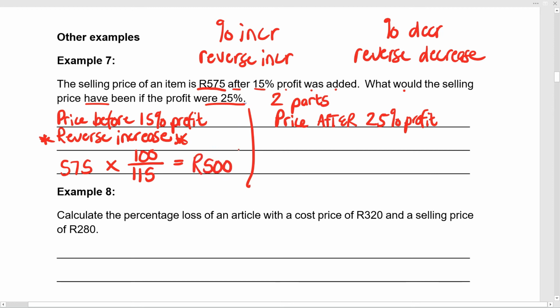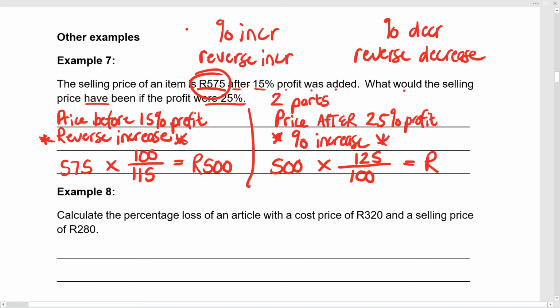Now I need to take my 500 Rand and I need to increase it by 25%. So that is now doing a percentage increase. So I'm just going to put a little heading here. I've put a heading of percentage increase again to remind myself that I have identified this question. I'm going to take 500 Rand and multiply it by the 100 plus the percentage, so 100 plus 25 over 100, and that's going to give me, now think about it, should it be more than 575?